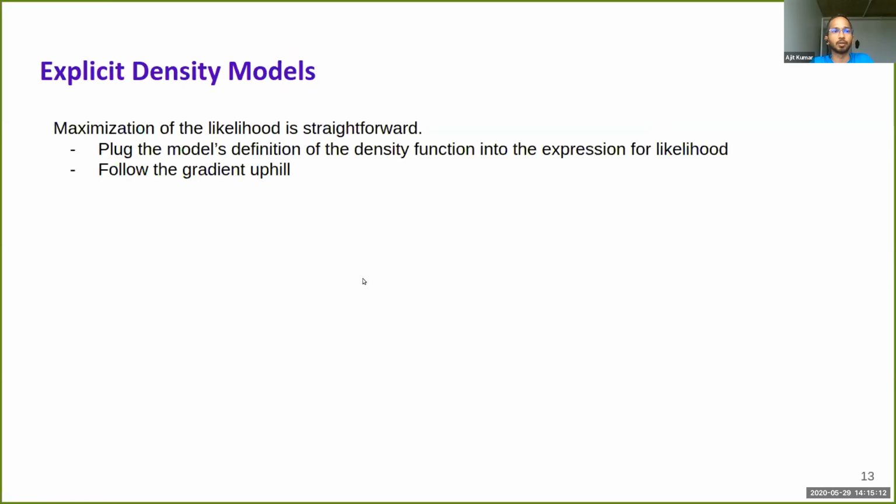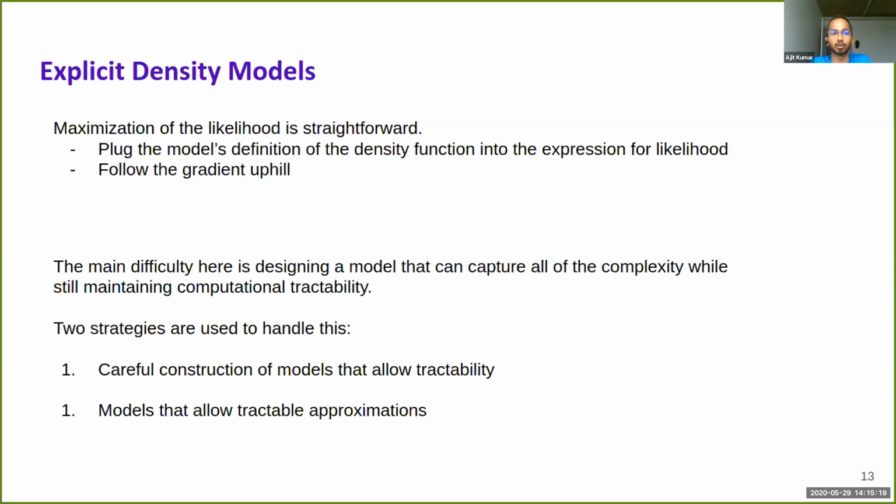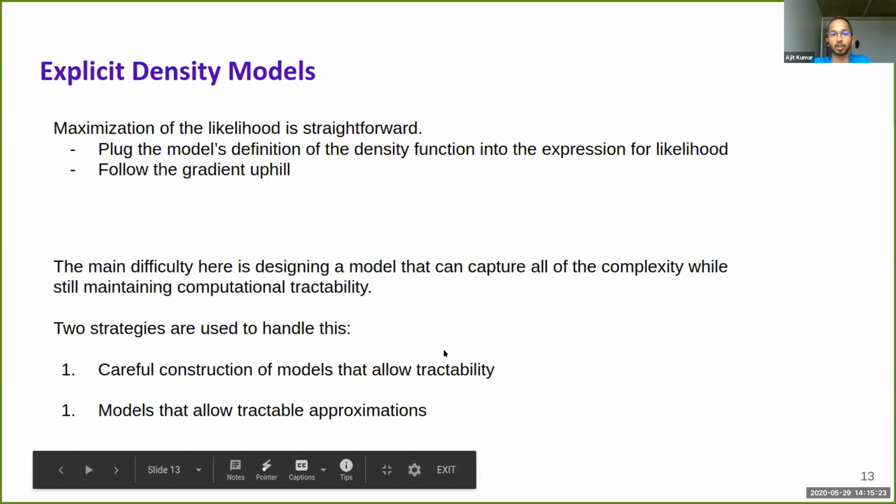So as I said, explicit density models do an exact density estimation or an approximate density estimation. And there are some models which allow us to efficiently compute that distribution, or others that make approximations. I think this is probably because of Google Slides that these numbers are messed up. Okay.